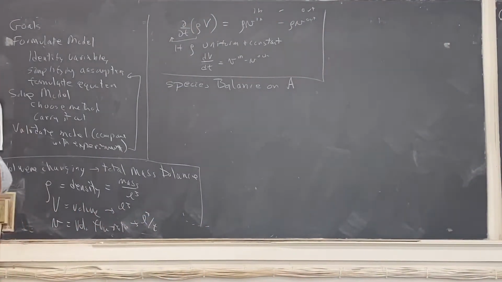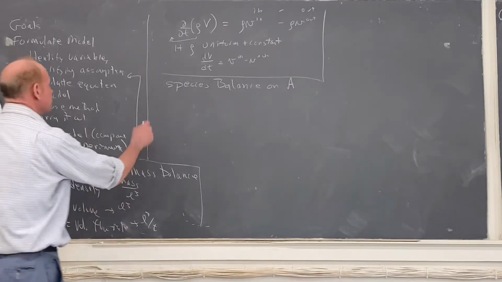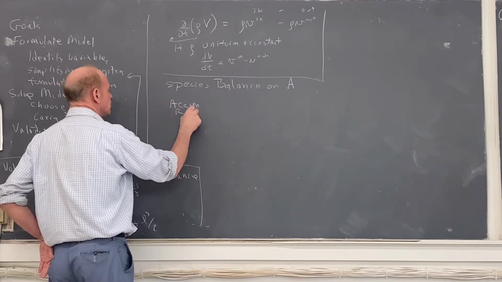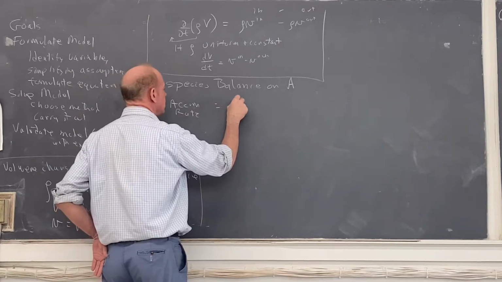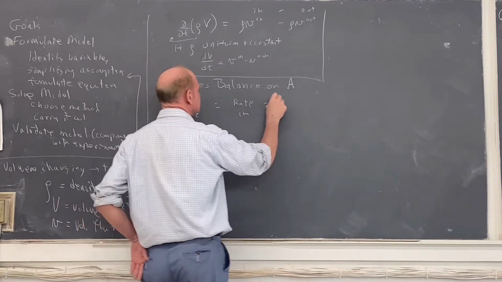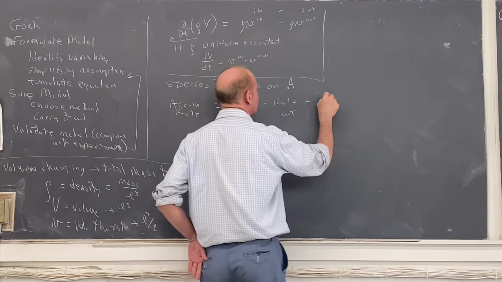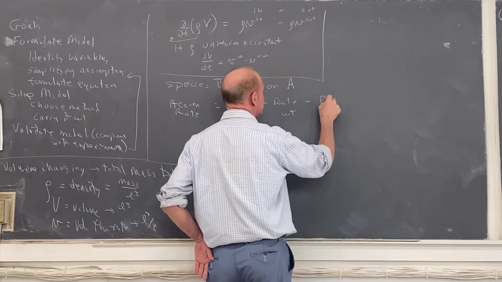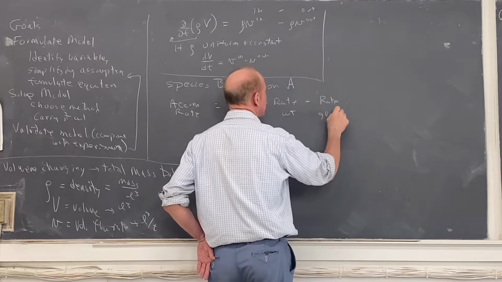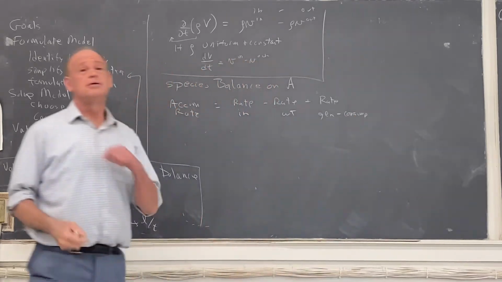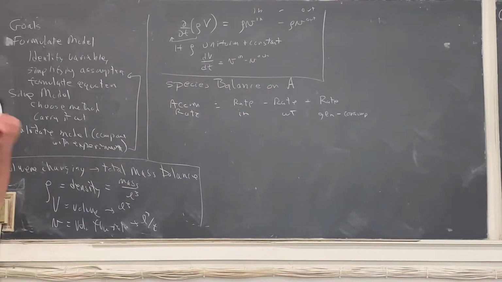So the general equation of chemical engineering is the rate of accumulation is equal to the rate in minus the rate out plus the net rate, or the rate of generation, minus the rate of consumption. So in our problem here, there's no reaction.